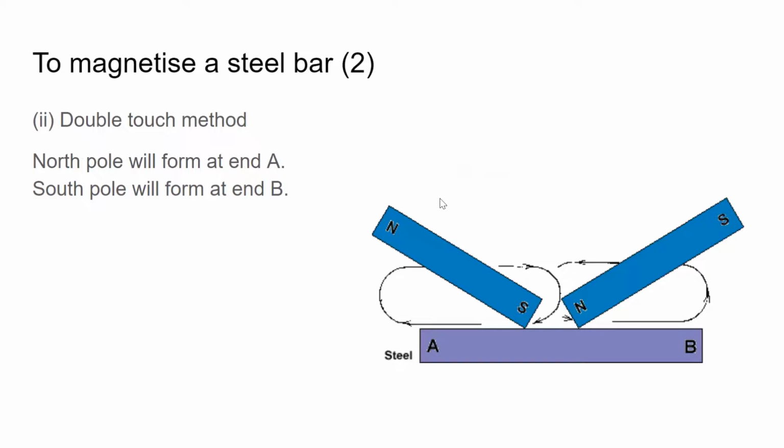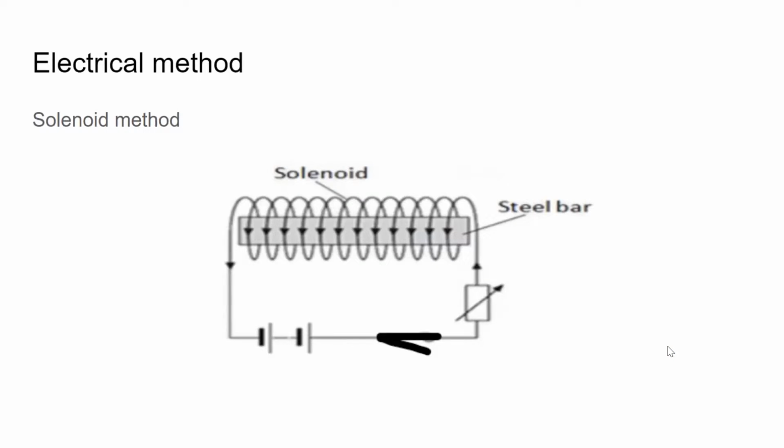Double touch method is the same, but you're going to use two magnets. So the north pole will be at end A and the south pole will be at end B.